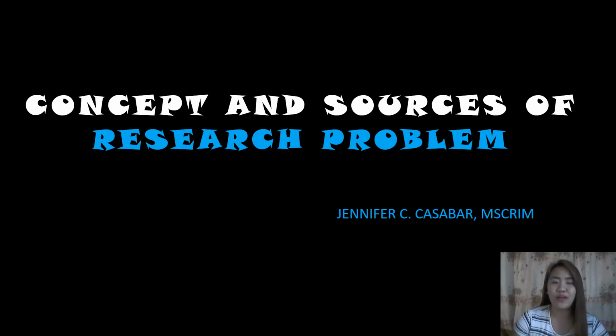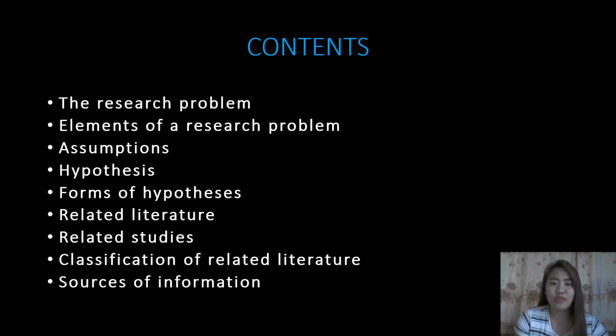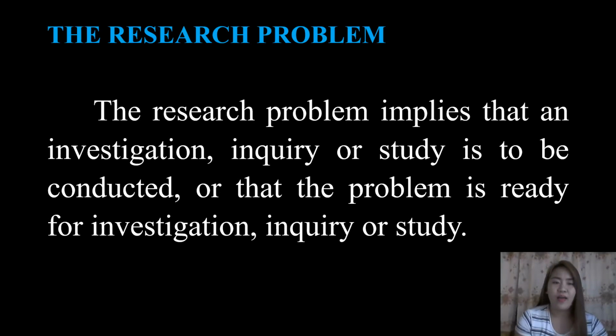So in this video, our topic is all about concept and sources of research problem. First, I would like to introduce the contents of our video. We have first the research problem. We have the elements of a research problem. We have the assumptions, the hypothesis, forms of hypothesis. We have also related literature, related studies, classification of related literature, and also sources of information. Okay, let's start. Let's begin with the research problem.